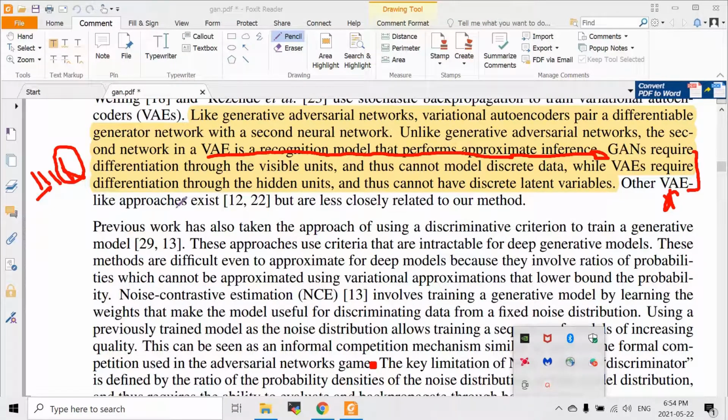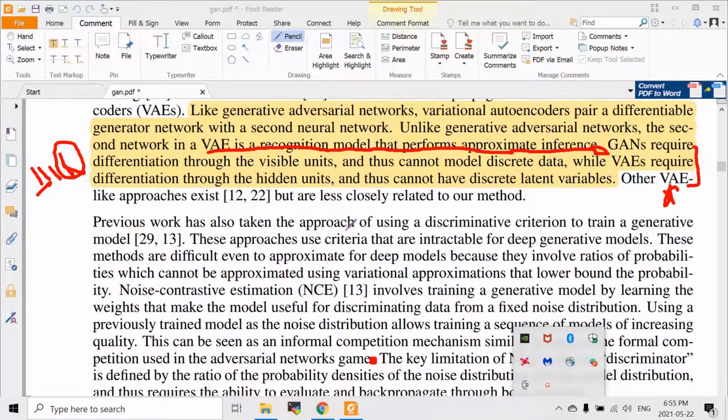So basically, you know what visible units are. Visible units are what you can see, like the input and the output. Those are visible units, and anything in between are the hidden units. And what they're saying is that GANs cannot model discrete data because it propagates all the way back to the visible layer. So it cannot model discrete data, while VAEs require differentiation through the hidden units. So in the hidden units you cannot have discrete latent variables. Latent variables are the values that are here in the hidden units.